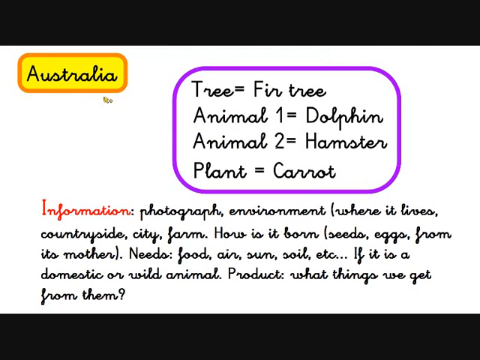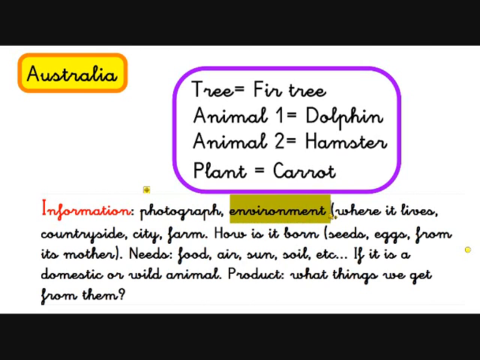Okay. For example, one group is going to do one tree, one plant, and two animals. For example, Australia: a fir tree, a dolphin, a hamster, and a carrot. And what type of information do we need? A photograph of each one: a dolphin, a hamster, a carrot plant.